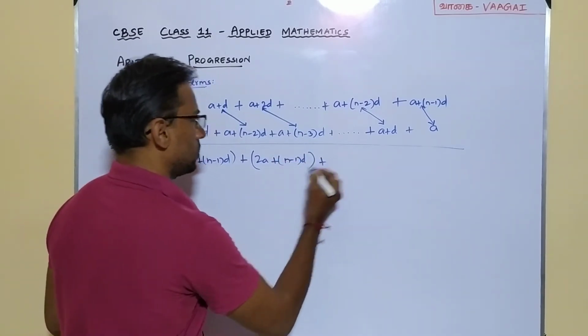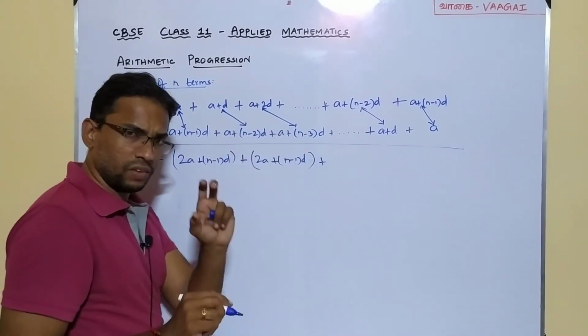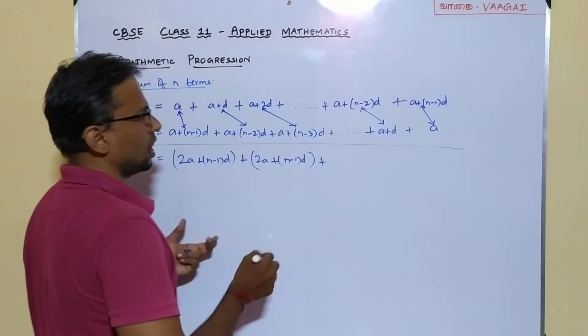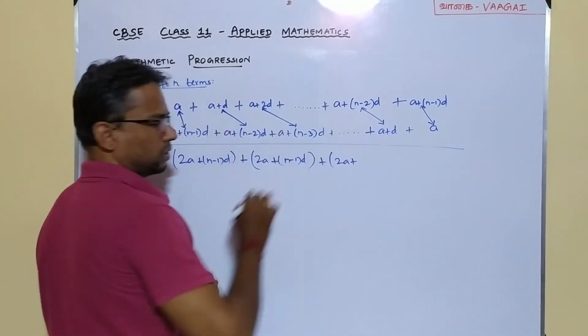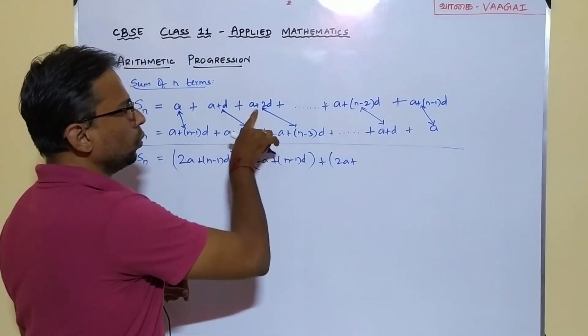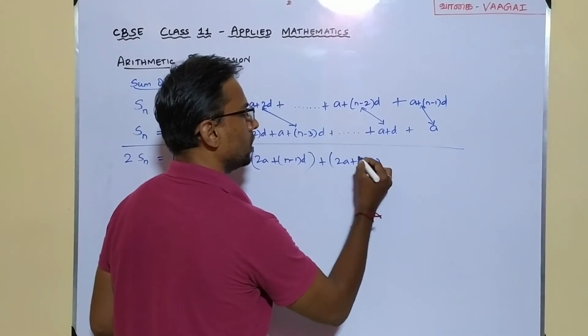Yes, plus, and I'm going to pair these two. We have already paired it, and once again if you add these two expressions, we will be getting a plus a, which is once again 2a, plus here 2 plus n minus 3, which will be nothing but once again n minus 1 into d.